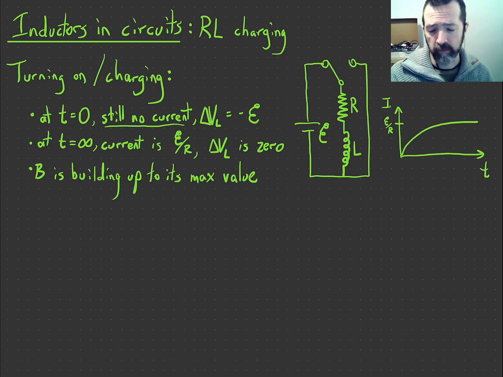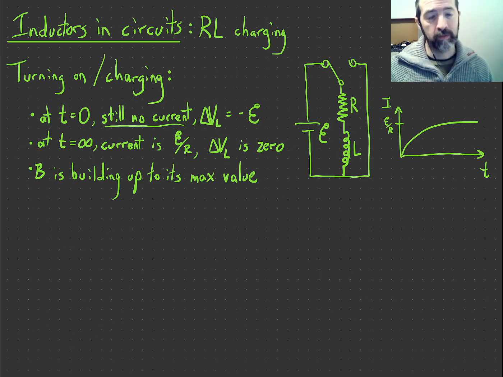And in that final state, after a long time, the potential difference for the inductor is going to become 0. And during that entire process, as the current is increasing, the current is initially 0, and it's building up to this final value of E over R, the magnetic field B inside the inductor is also building up or increasing as this goes, because the magnetic field in the inductor is proportional to the current. So as the current increases, the magnetic field also increases, approaching some final steady state value.